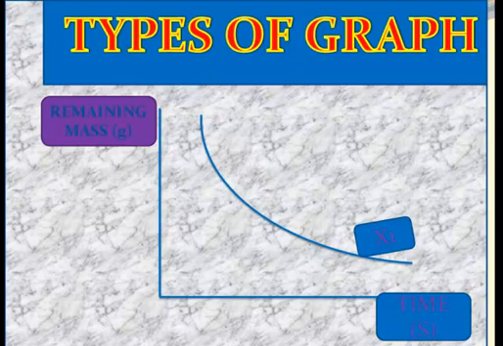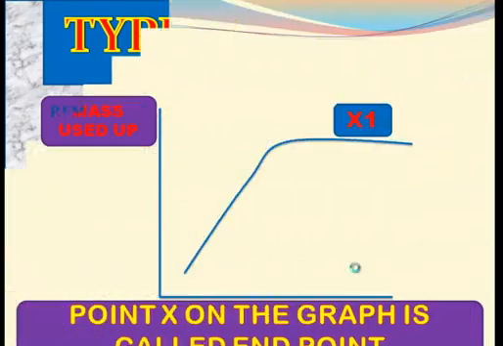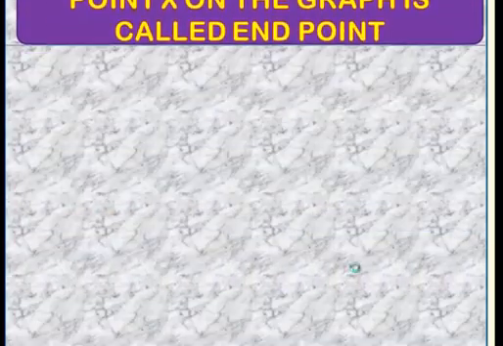In this case, you can see that the graph is reducing sharply until you get to a point where it is no longer reducing, and that point is known as the end point. That means we have two types of graph. We have the reducing graph and the increasing graph.